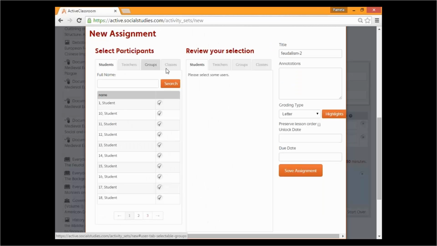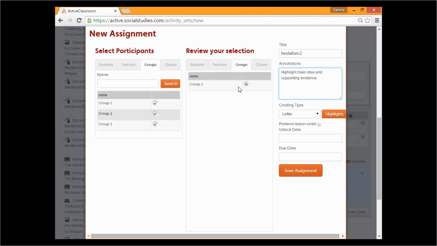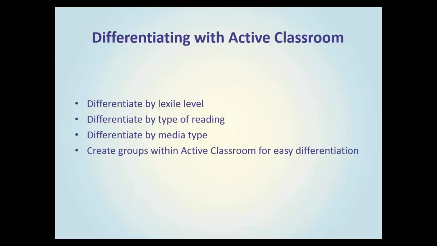And for my group 2 students, I'm going to click on Groups. I'm going to select group 2, moves it to my middle section, and I'm going to tell them what it is I want them to do. I want them to highlight main idea and supporting evidence. I'm wanting a little bit more out of group 2 than I wanted out of group 1. And then I click Save the Assignment, and I'm able to save my assignment again. Now, to repeat that, if I wanted to go in and give something to grade 3, I would do the same process all over again.